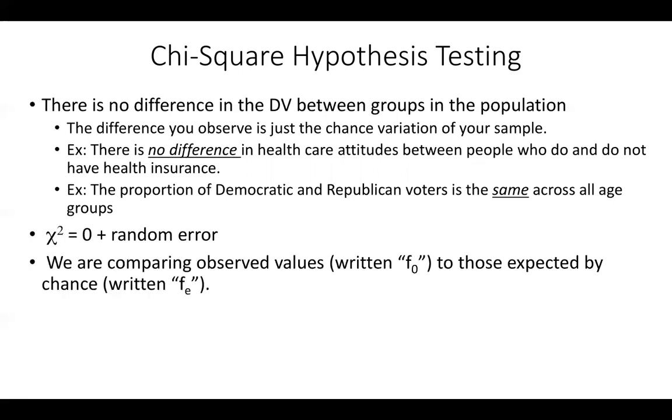And the way to figure out whether we can reject the null hypothesis or not is to compare the values we actually observe, and these are going to be notated F sub O, where O means observed, and we're going to compare the values or the proportions we actually observe to those we would expect if the null is true, or those we would expect only if differences are occurring due to chance. And these values would be written out F sub E, where E represents expected.